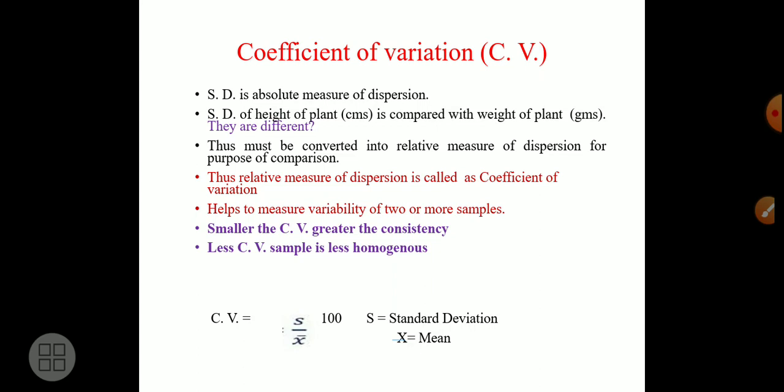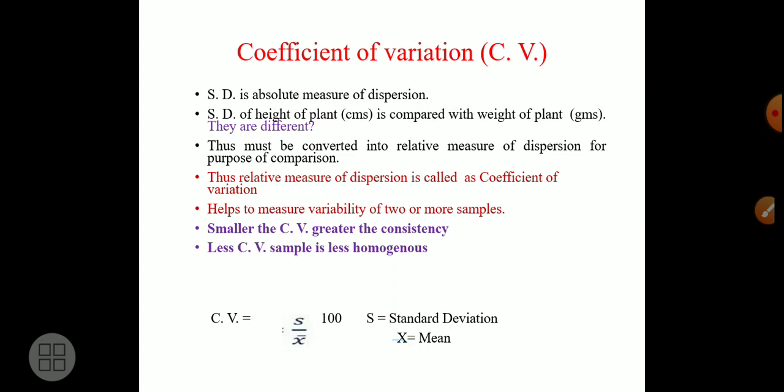So, my friends, what is the difference between standard deviation as a measure of dispersion and coefficient of variation as a measure of dispersion? In case of standard deviation, we know that it is an absolute measure of dispersion. But whenever we want to compare the height of a plant with the weight of the plant, that is not possible with the help of standard deviation, an absolute measure. For that, we have to go to another measure of dispersion, a relative measure, that is the coefficient of variation.